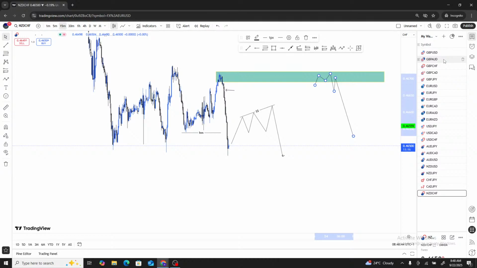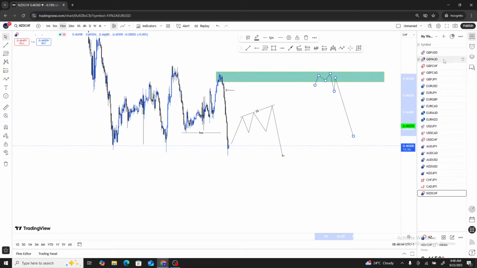Okay, that is it for Forex. Today I decided to add something new to the chart. Let's check BTC USD. Bitcoin USD.